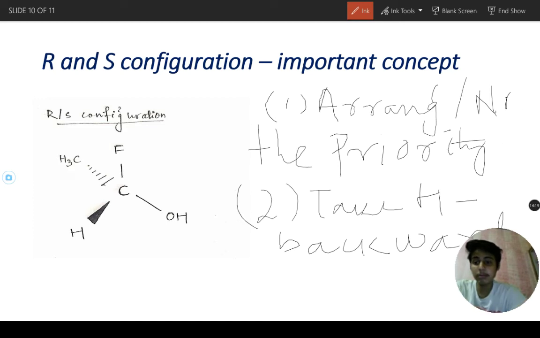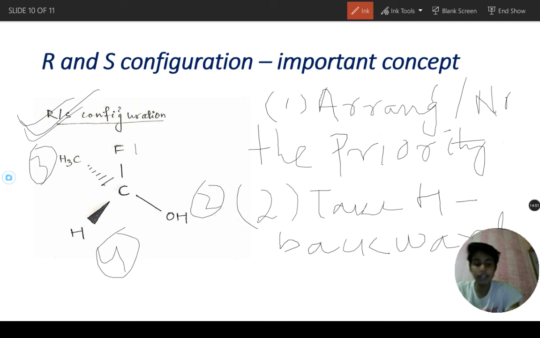Here is one example of R and S configuration. I am going to give you a very important concept and I will clear your doubts also. See here, the fluorine is given the first priority because fluorine has the highest atomic number in this compound. Next, OH is given second, then CH3 third, then H fourth. But see here what happens: the hydrogen is coming towards us, it is not backward.